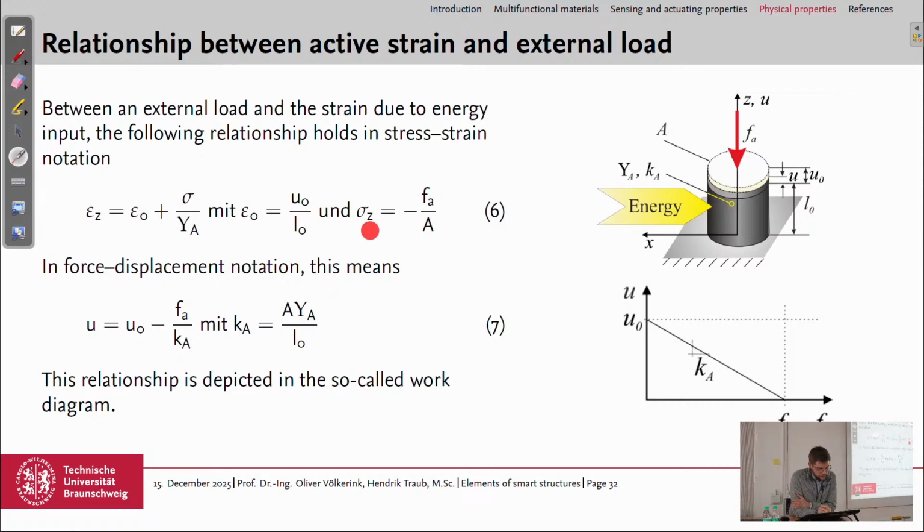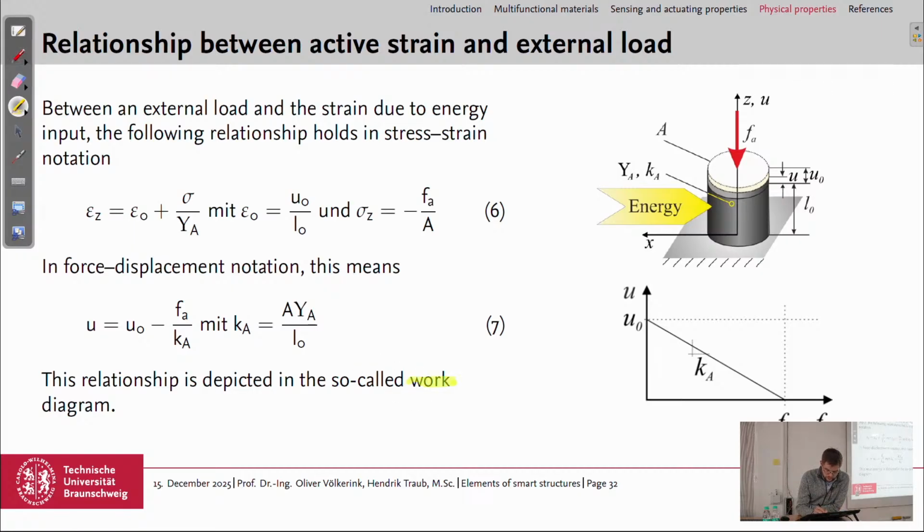And we could also define that the overall stress in the material is the force Fa, so not the blocking force. This is Fb, but this is Fa, just an external force acting on the transducer, divided by the cross-section A. And then we could also write it down in force displacement notation. So we have the total displacement U is U0 minus Fa divided by the spring stiffness Ka, which we have already defined. And with that, we can build up a so-called work diagram.